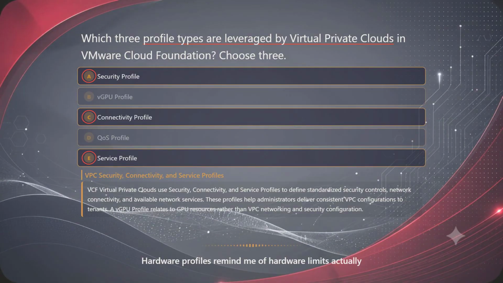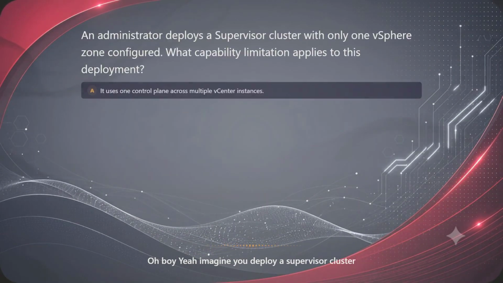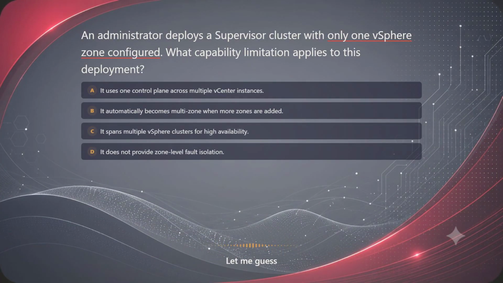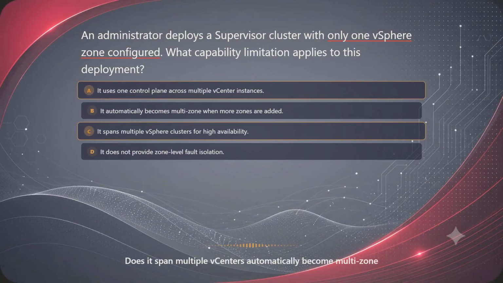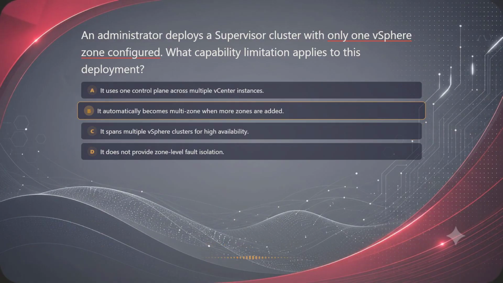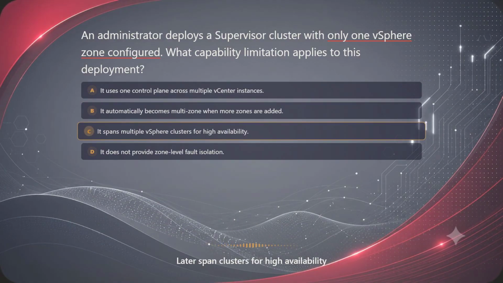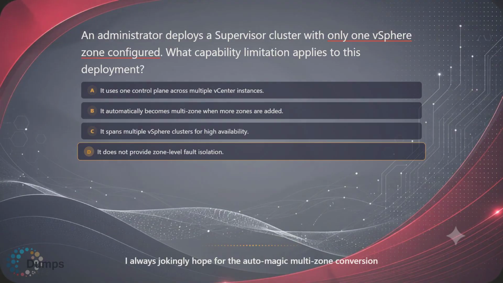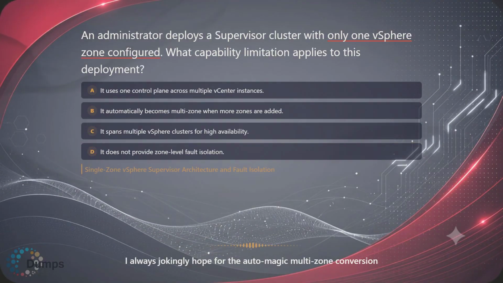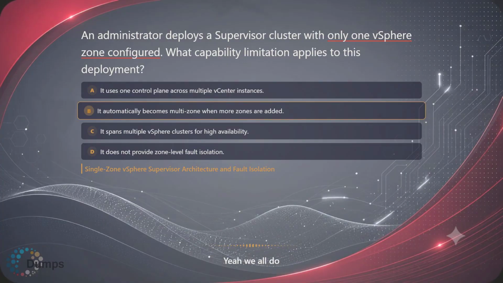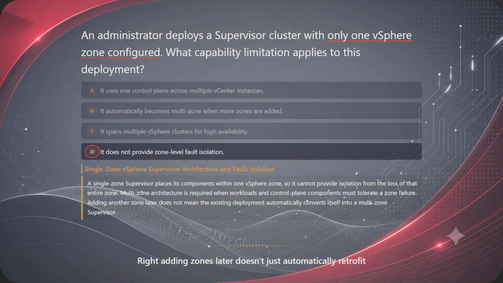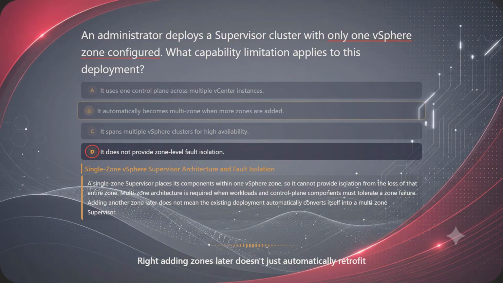Those three are the pillars for delivering consistent network controls. Hardware profiles remind me of hardware limits, actually. Oh boy. Yeah, imagine you deploy a supervisor cluster but only configure one vSphere zone. What's the hidden cost? Let me guess. Does it span multiple vCenters, automagically become multi-zone later, span clusters for high availability, or does it simply lack zone-level fault isolation? I always jokingly hope for the automagic multi-zone conversion to save me time. Yeah, we all do. But realistically, you just have zero zone-level fault isolation. It's like putting all your enterprise eggs in one server rack. Right, adding zones later doesn't just automatically retrofit your existing setup.